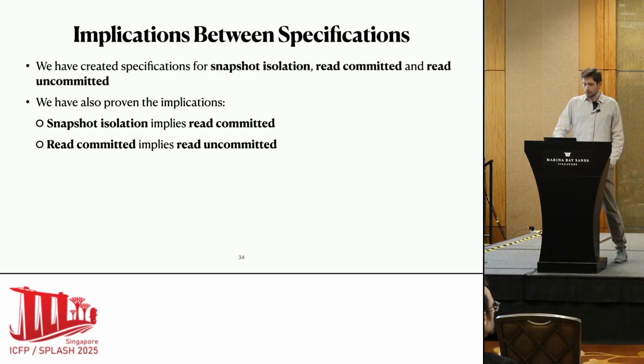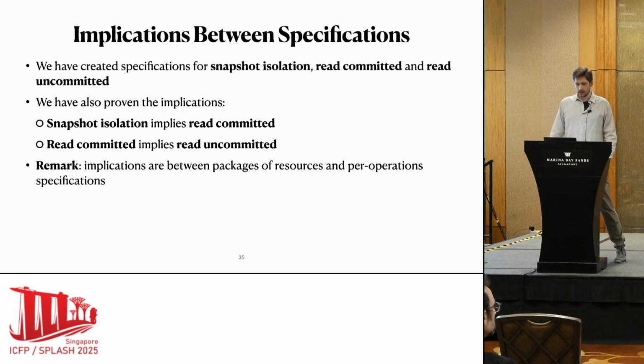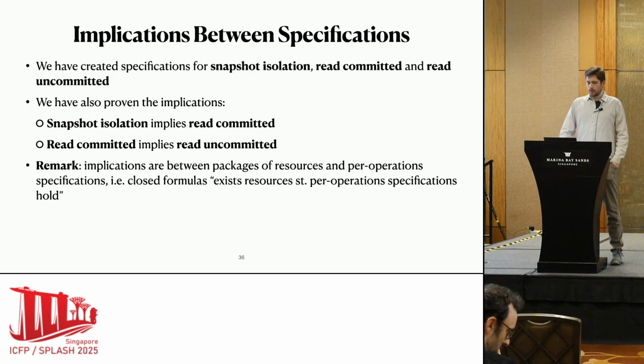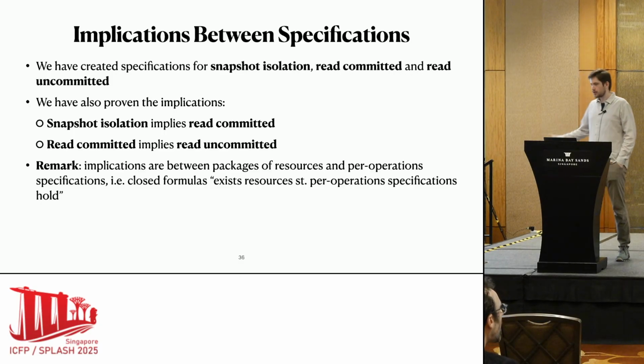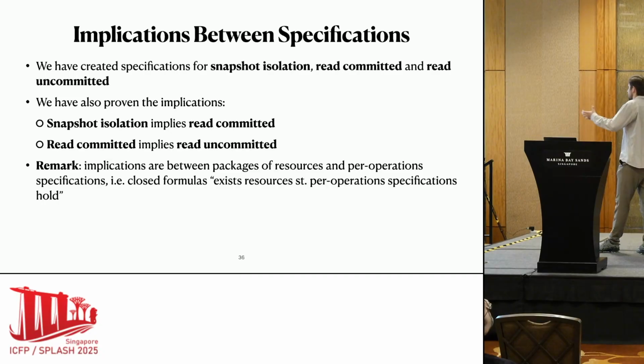I just want to remark about these implications: it's not just implications between individual Hoare triples, it's actually these packages of resources and per operation specifications for all these operations. In other words, these are closed formulas of the form: there exist some resources such that all the per operation specifications hold. That is what we are proving these implications between.